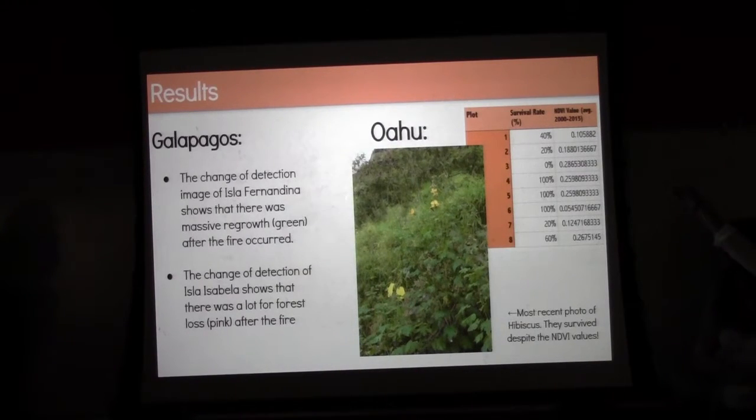We don't really have a money shot for Oahu besides the fact that the hibiscus grew. And as you can see, the NDVI values, these are the averages from 2000 to 2015. They're all over the place, and so is the survival rate. So basically, NDVI and survival rate is not correlated.